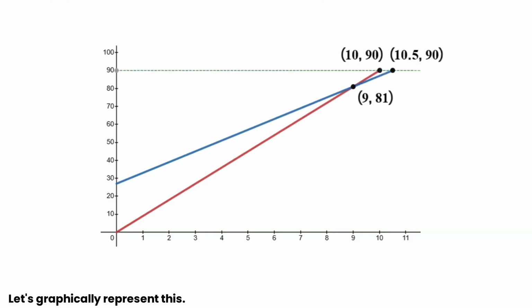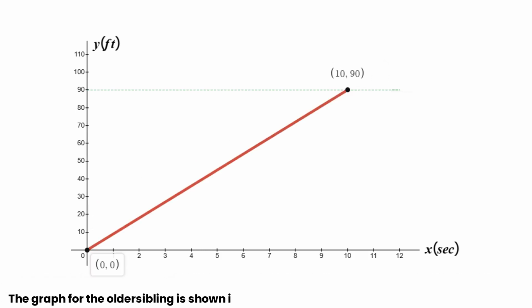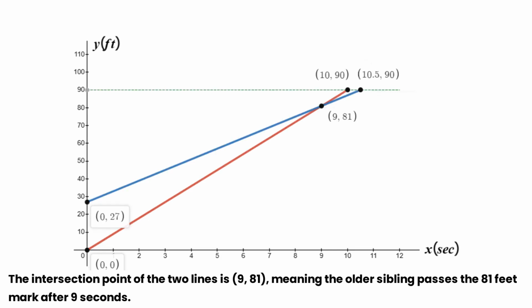Let's graphically represent this. First, the graph for the younger sibling is shown in blue, with a y-intercept of 27, indicating the 27 feet head start. The graph for the older sibling is shown in red. The intersection point of the two lines is (9, 81), meaning the older sibling passes the 81 feet mark after 9 seconds.